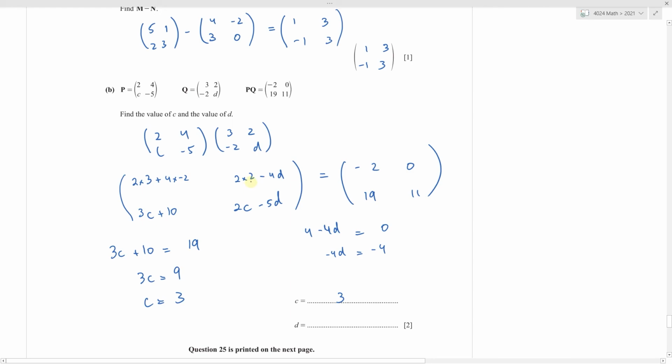So this is first row and second column. So this was plus 4D. 2 times first row, second column. 2 times 2 plus 4 times D. So this is plus 4D. So 4 plus 4D equals to 0. And then take this to the other side, minus 4, and D equals to minus 1. So C is 3 and D is minus 1.